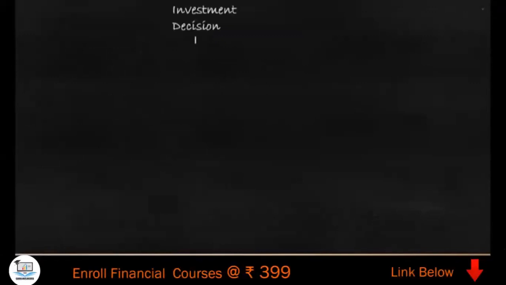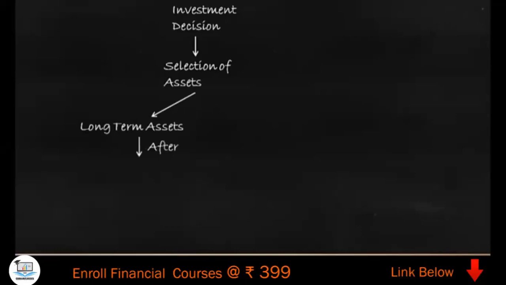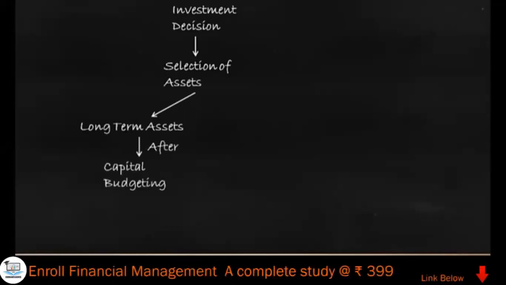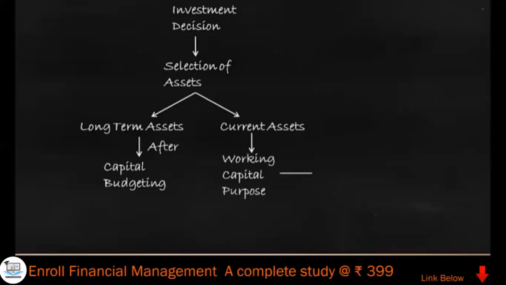Investment decision is nothing but selecting the correct assets for the business. The assets can be of two types. One, it can be long term, the other one can be short term. If you are selecting a long term asset, that selection should be after a careful study of the capital budgeting exercise. Similarly, if the company goes for short term assets, or I would say current assets, which is for working capital purposes, that should be after considering the working capital policy of the business.